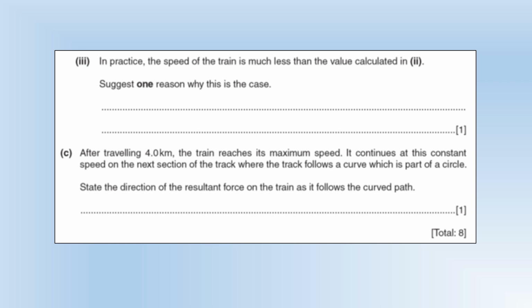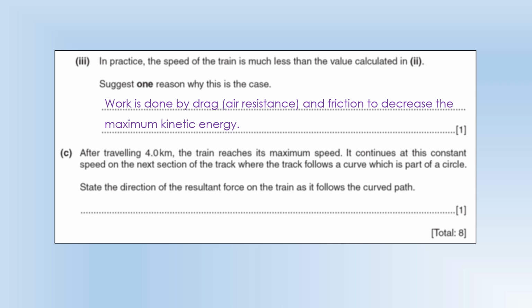In practice, the speed of the train is much less than the value calculated. Suggest one reason why that's the case. So that's what I was just discussing. We're going to have work done by drag and work done by friction, and they would both act to decrease the maximum kinetic energy by transferring some of the work done into thermal energy.